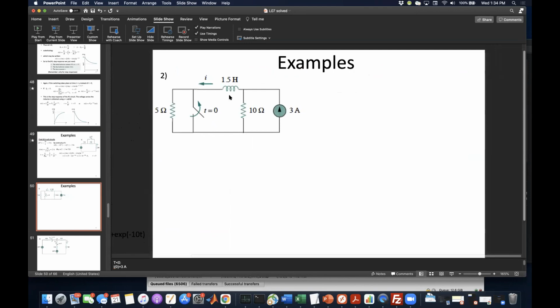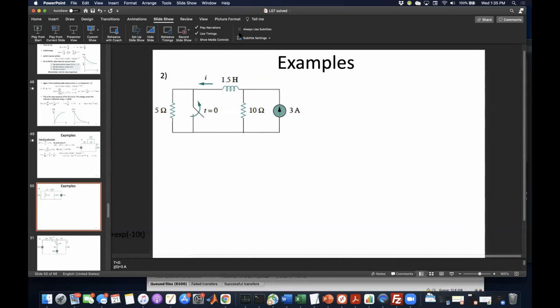All right. So in this circuit, first of all, we are asked to find the current flowing right to left across the inductor. And we have a current source that is always on. However, this part of the circuit, this switch, goes from the closed position to the open position at time 0.